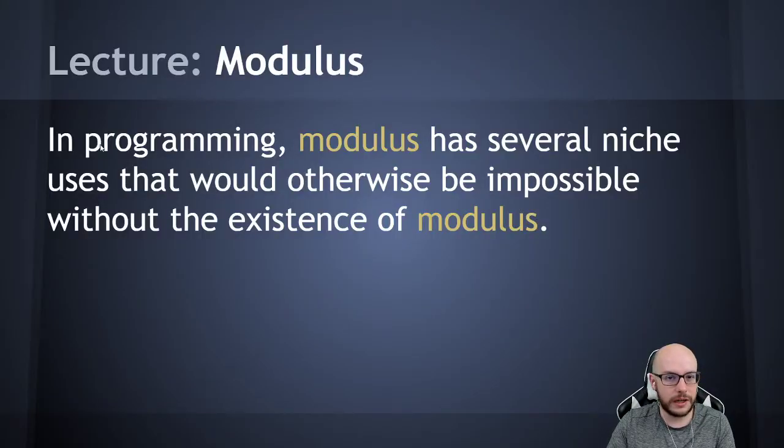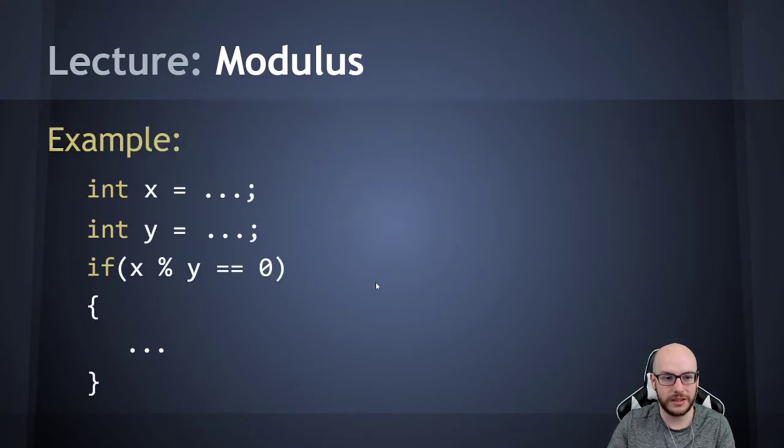So let's take mod and focus in on a programming world. Why does this thing even exist? In programming, modulus has several niche uses that would otherwise be impossible without the existence of modulus. Here I got x, that's some integer. I got y, that's some integer. And here inside of my if statement, I'm saying if x mod y is equal to 0. What am I effectively doing here? What is true about this? If this is true, what does that mean?